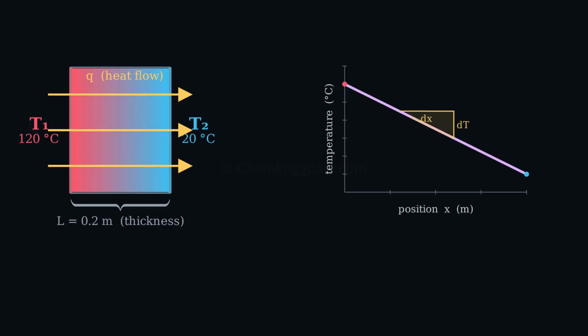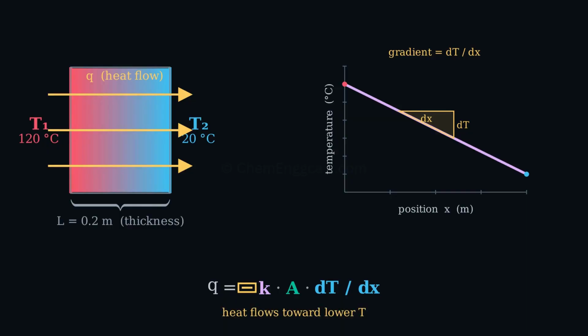The slope of that line is the temperature gradient, the change in temperature over a small change in distance. Fourier's law states that the heat flow is proportional to this gradient and to the area it crosses. Written fully, the heat rate Q equals minus K times the area A times the gradient dT over dx. The minus sign just means heat always flows in the direction of falling temperature.